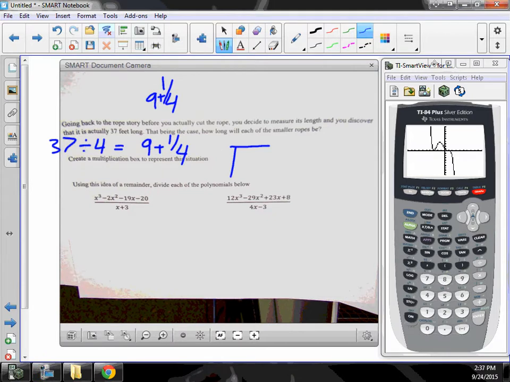Okay, so 37. I'm going to put 4 over here. How many times does 4 go into 37? 9 times. Okay? But we need to have an extra 1 here. That might confuse you.